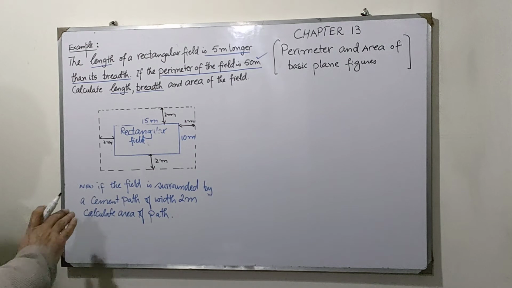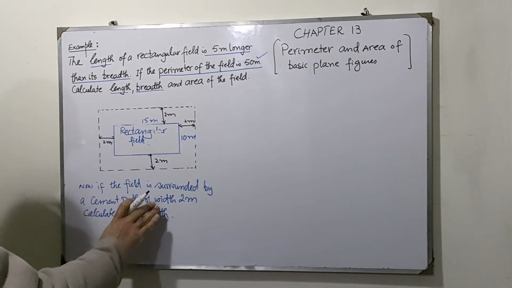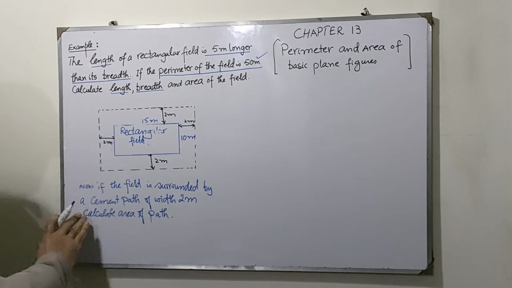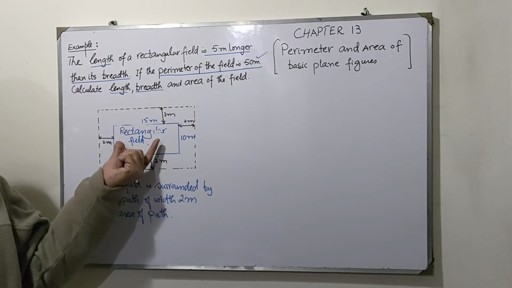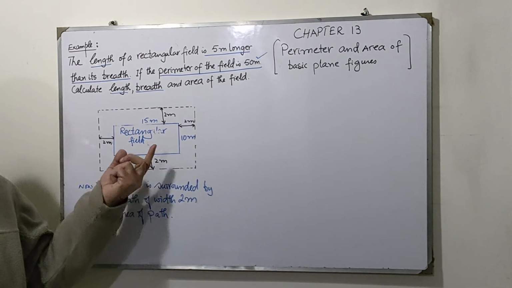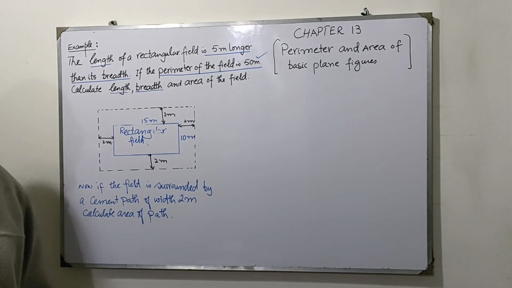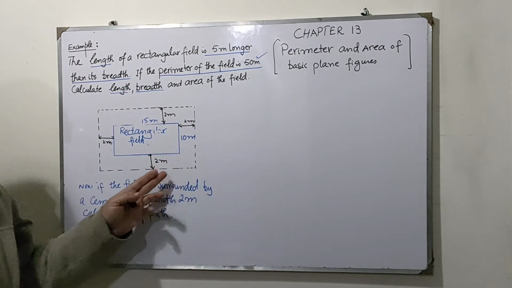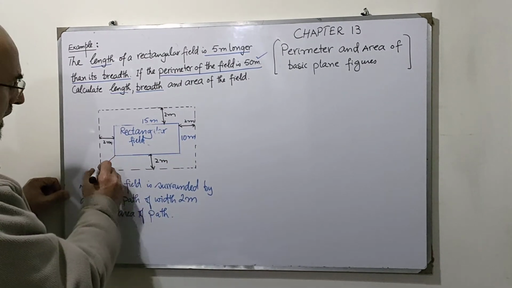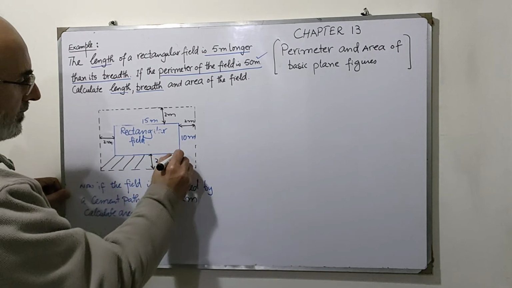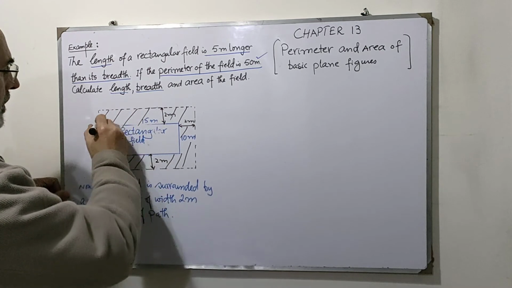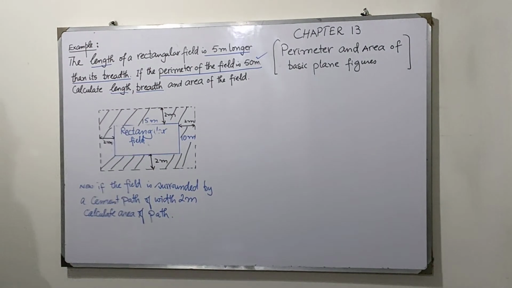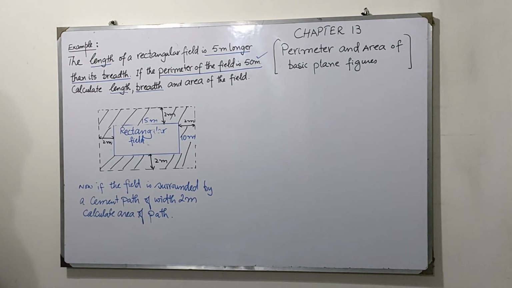What we are asked is, if the field is surrounded by a cement path of width 2 meters, calculate the area of the path. Now, we need the area of the path only. We are not interested in the area of the field, which we have already calculated, which is 150 meter square. We are interested only in the path. So how are we going to calculate it?